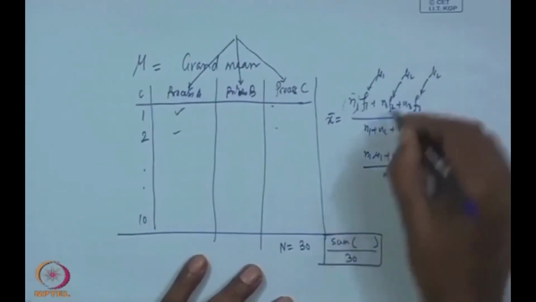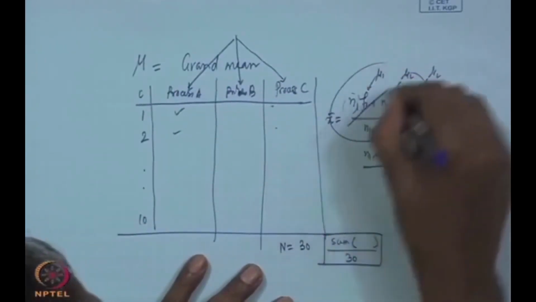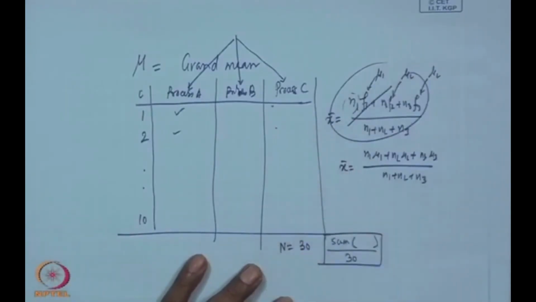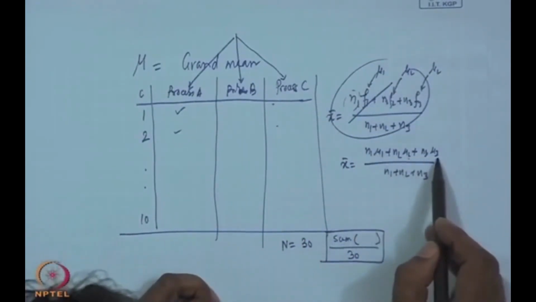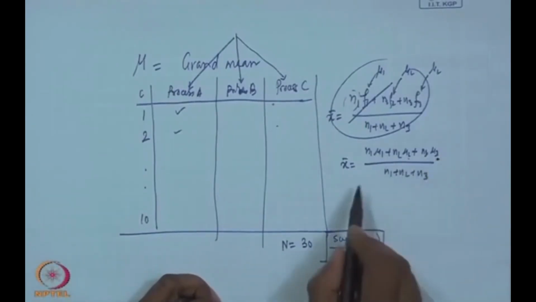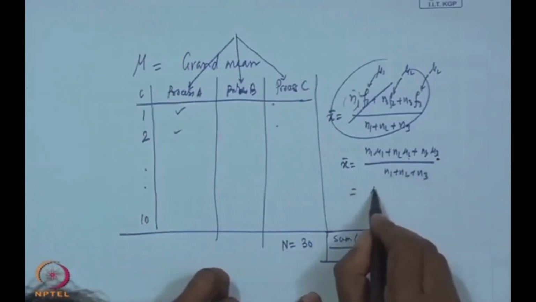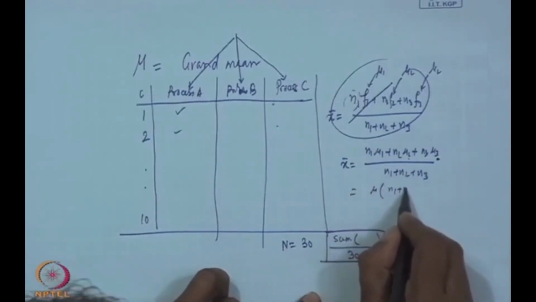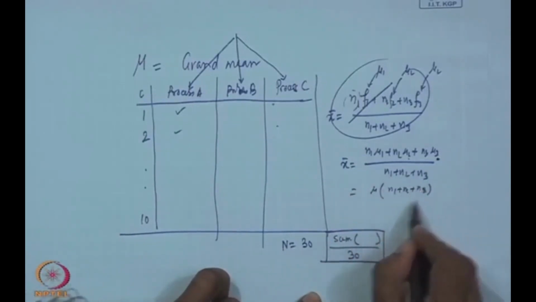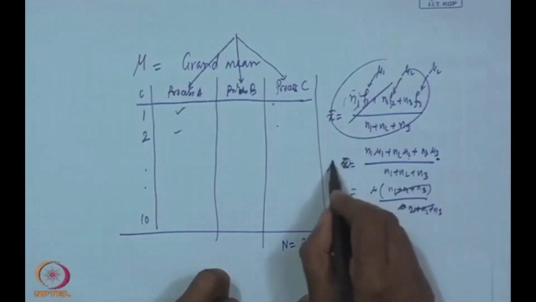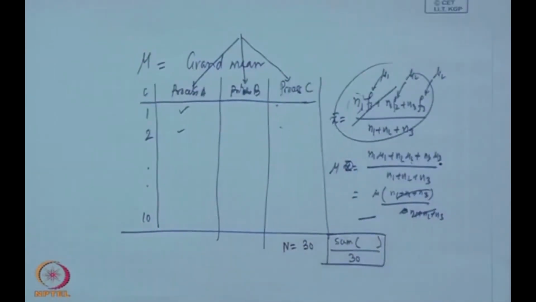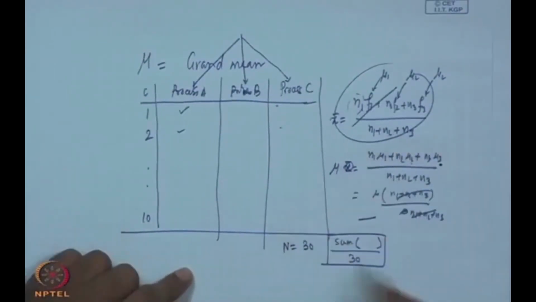So this is the general expression. Now, if mu 1, mu 2 and mu 3 are the same, then what is happening here? Then it is mu times (N1 plus N2 plus N3) by (N1 plus N2 plus N3). This will be cancelled out, so mu equals mu. So the grand mean will be like this.